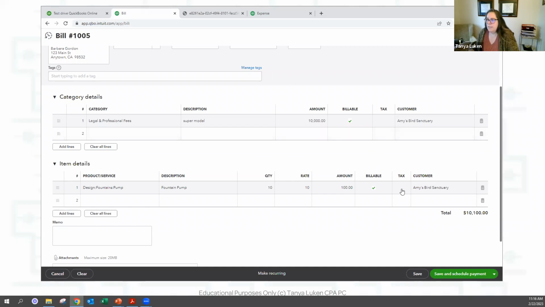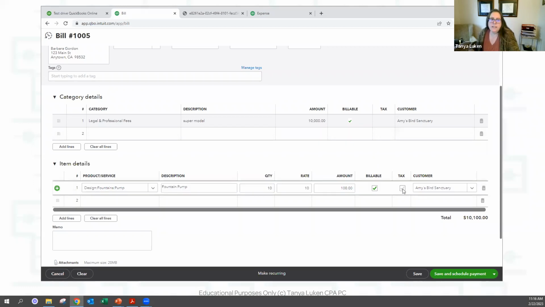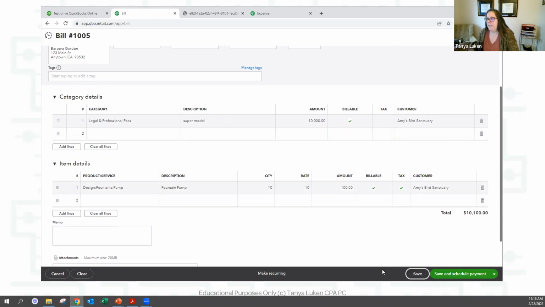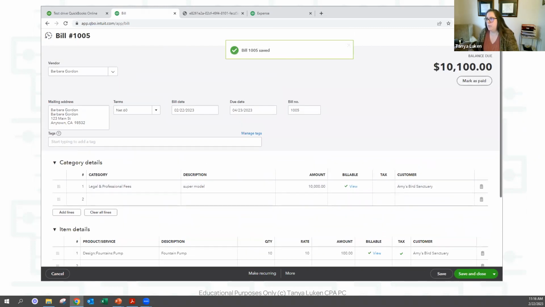This taxable part here means, do you need to collect sales tax on it when you bill it to Amy's Bird Sanctuary? That's what taxable means. Okay, so we're going to assume that the fountain pumps are taxable, but the services are not. So I'm going to save this, and I'm going to show you what happens when we try to invoice Amy's Bird Sanctuary.